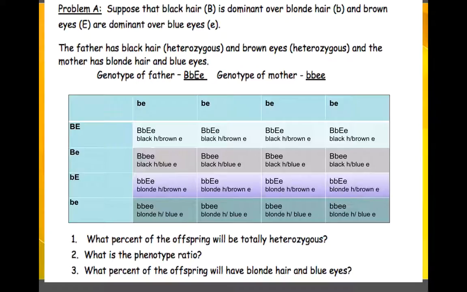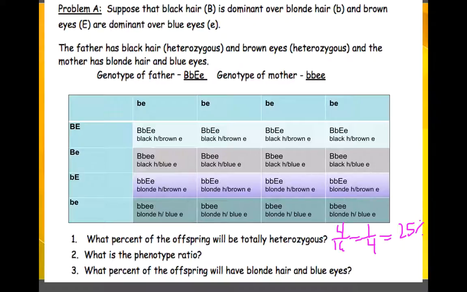And what we're going to notice here is that each of these shaded in areas show different phenotypes. So let's ask the first question: what percent of the offspring will be heterozygous totally? That means the B's and E's are heterozygous. So these have B's and E's heterozygous. These do, and these do. All the other ones, like this one is heterozygous for the B's, but not for the E, so it doesn't count. So there is 4 out of 16, which is reduced to 1/4, which equals 25%.